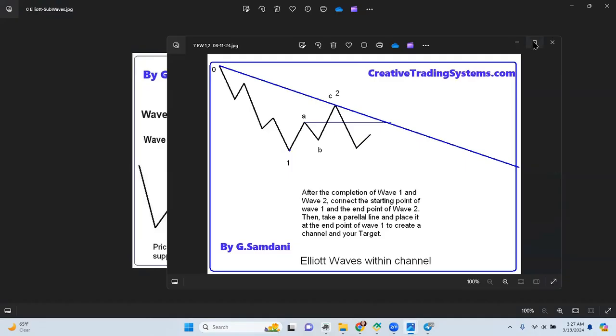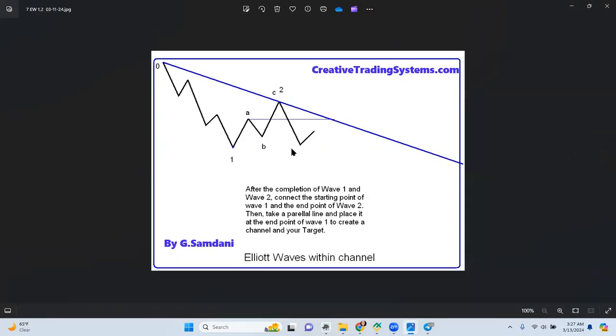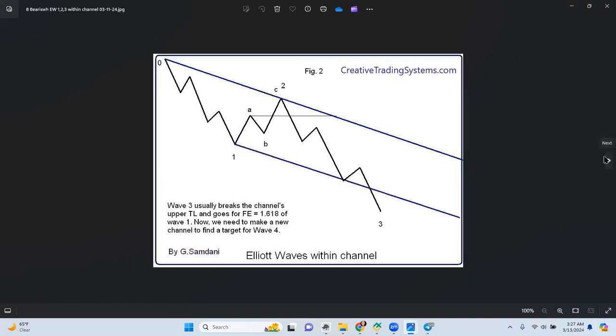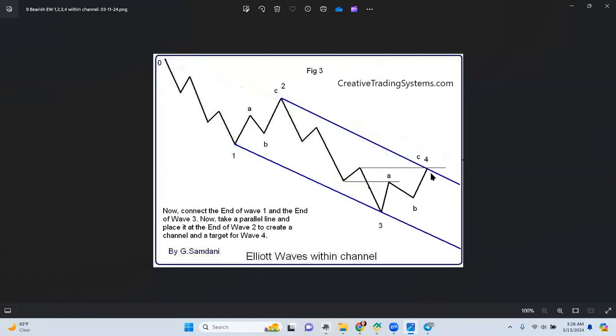Okay, all right, my bad. So now the price starts to go down here, then you take the parallel and place it here, and then this happens. So wave 3, now you connect the end of wave 1 and the end of wave 3 with a TL, and then place that on top of wave 2 to find the target for wave 4.